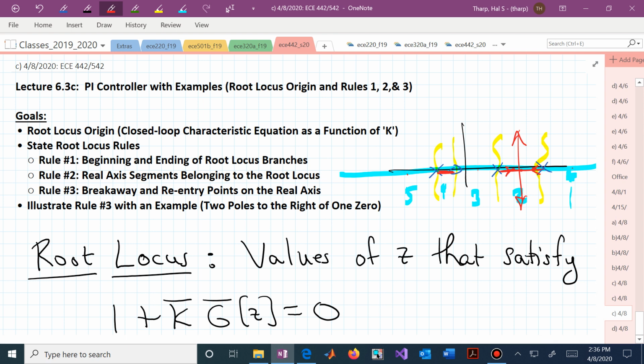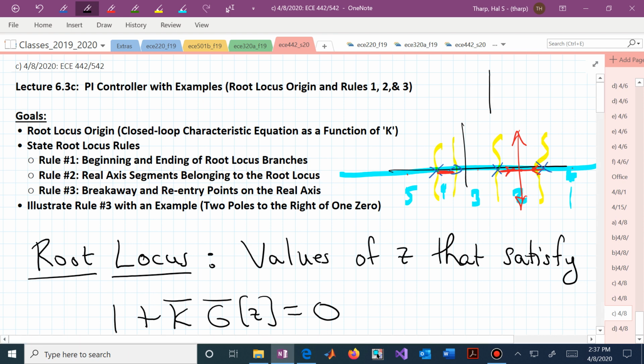And we could have a reentry point. In this case, we do not. But we could talk about, we have breakaway and reentry points on the real axis. That's rule number 3. And we will actually illustrate rule number 3 with an example. And this is our lead-in line to a joke: 2 poles to the right of 1 zero. Well, hopefully you'll just start remembering that. 2 poles to the right of 1, 0.